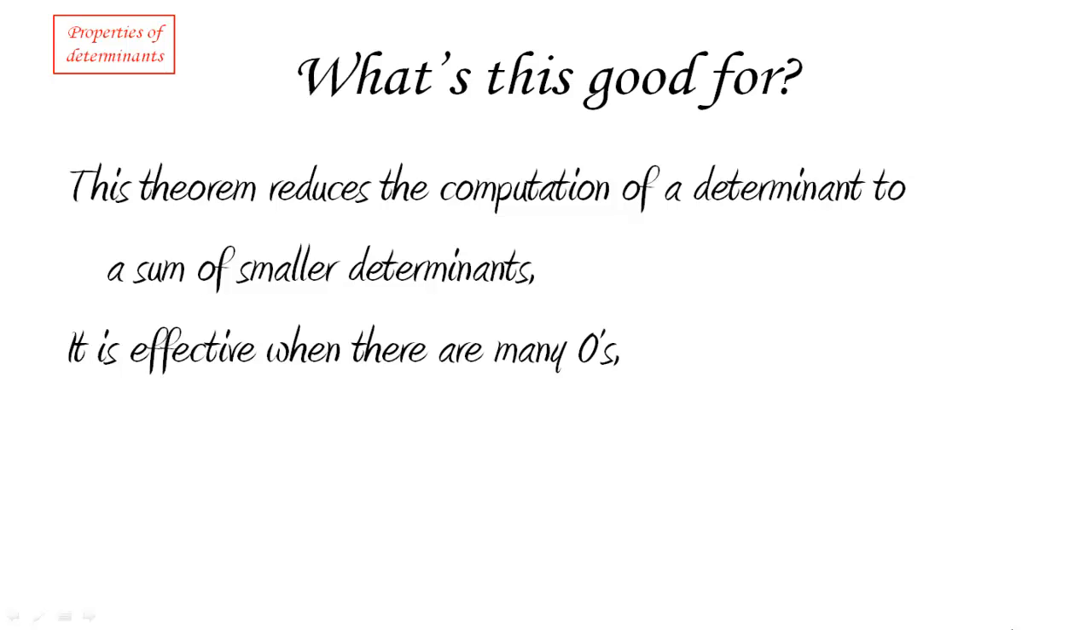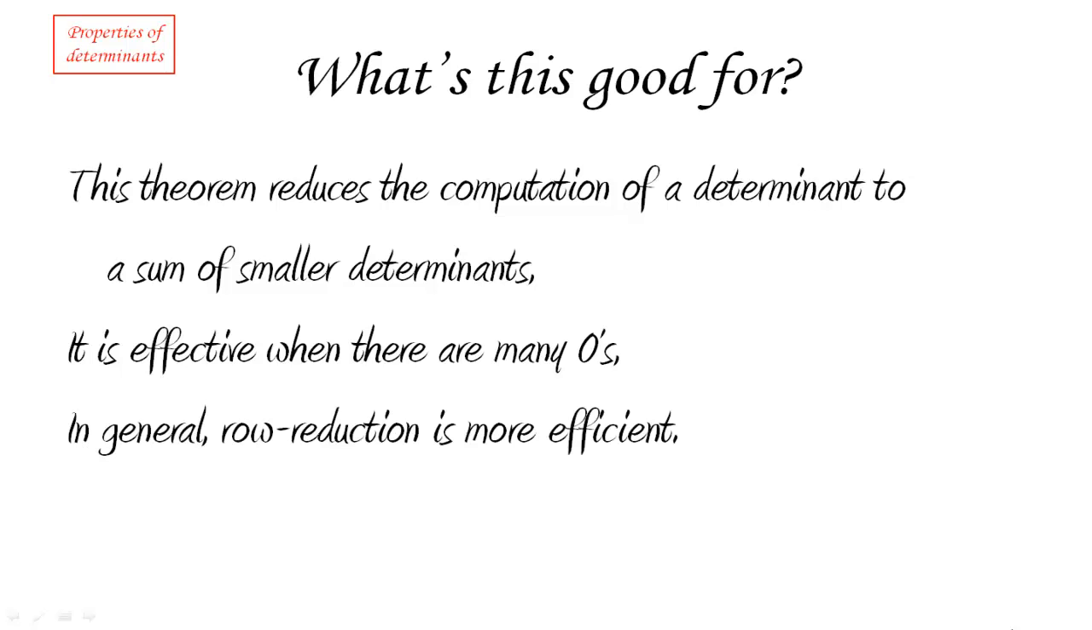It is also useful theoretically because remember, it tells us that whether we compute by rows or by columns, it doesn't really make any difference. And we're going to see how that can be used to prove some other little bits of information and properties about determinants. In general, however, keep in mind row reduction is more efficient, and so unless you see a really good reason, namely lots of zeros, to apply the Laplace expansion theorem, just stick to row reduction.